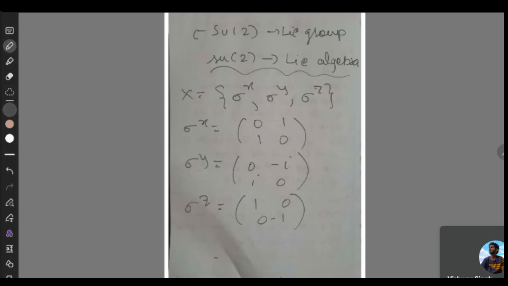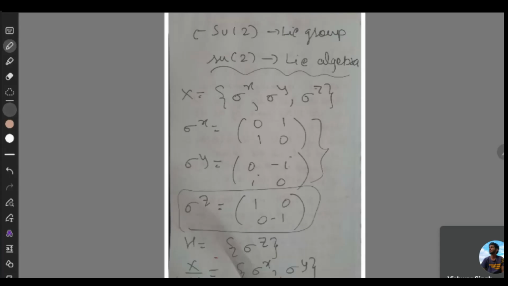Now, can you identify the Cartan subalgebra out of this? Very easy. Sigma z is the only diagonal matrix. So that is the Cartan subalgebra. So H is just sigma z. And as you can see, sigma x and sigma y are non-diagonal matrices. So X over H is basically sigma x, sigma y.